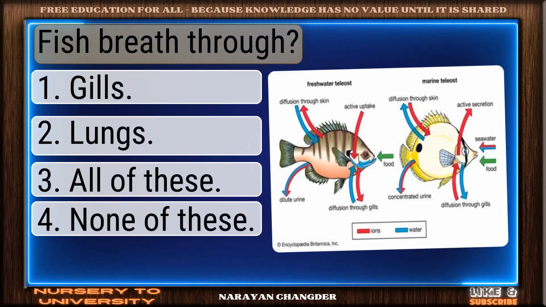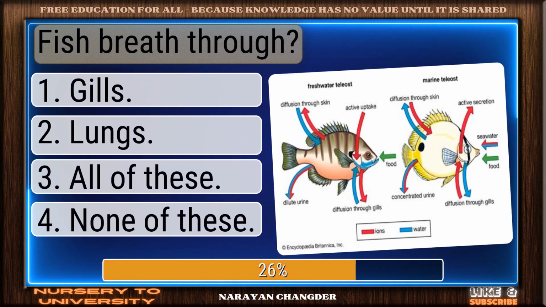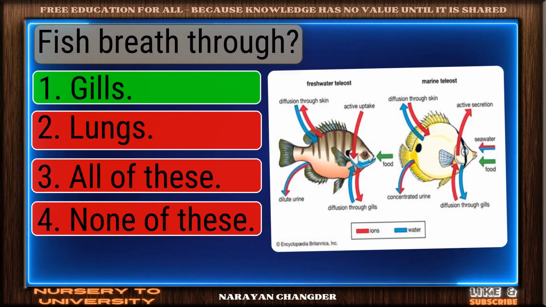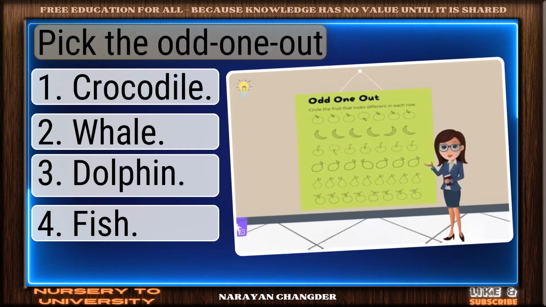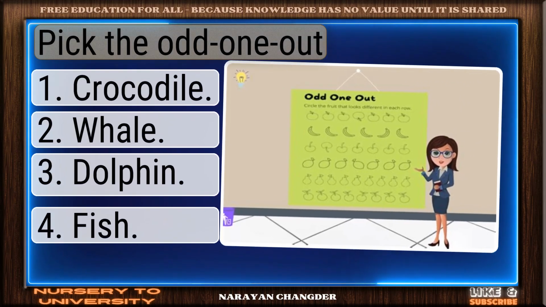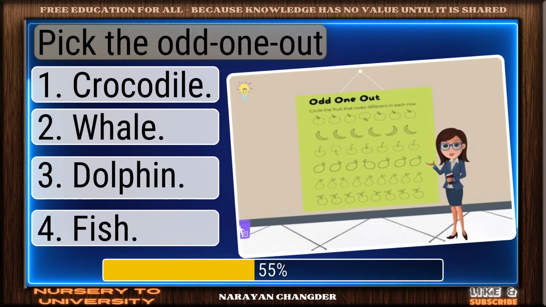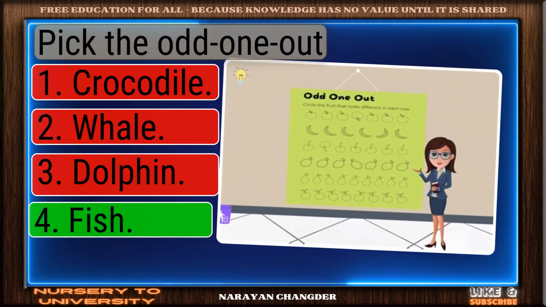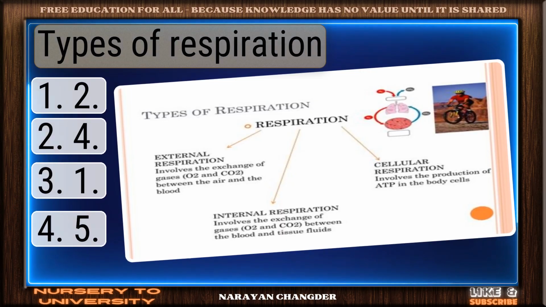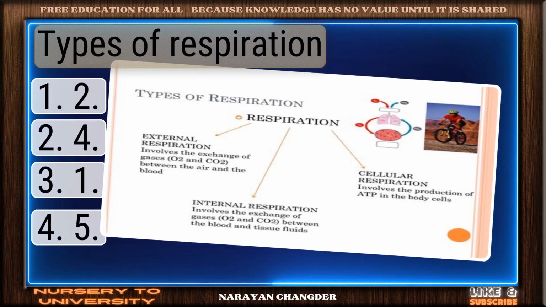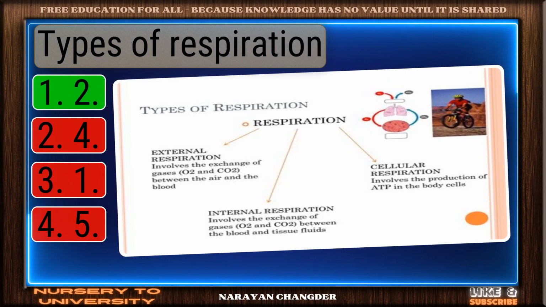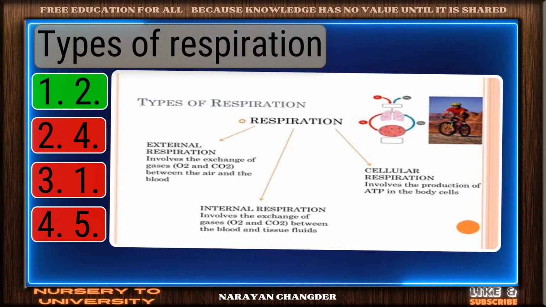Question number 280. Fish breathe through? On track. Gills is the correct answer. Question number 281. Pick the odd one out. Perfect. Fish is the correct choice. Question number 282. Types of respiration. Nicely done. 2 is a solid answer.